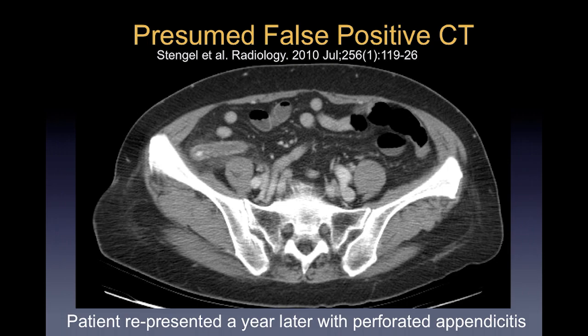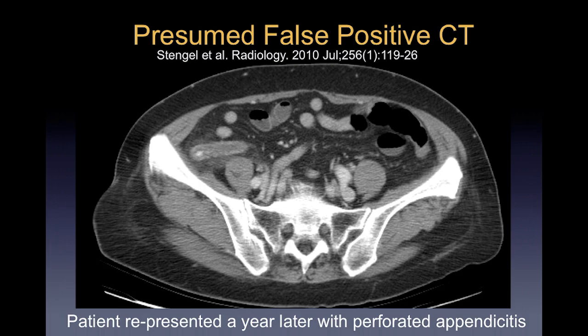So this is one such example. A big appendix, there's a lith in the lumen, stranding around it. I mean, this is classic appendicitis. We called it appendicitis. The surgeon said, nope, just doesn't fit. They sent the patient home. The patient came back a year later with perforated appendicitis. The CT scan looked almost identical, except that there was a little bit of free air at that time.